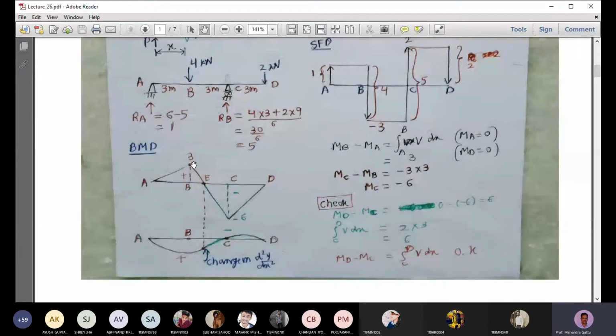So this bending moment at B is 3 and at C it is -6. If we join that straight line, this straight line intersects the axis at E. So we can find the value of BE. It will be 3 into 1 by 3, so it will be 1 unit, and EC will be 2 units. So between A and E, it is having a positive bending moment. When you say positive bending moment, that means it has a positive curvature.